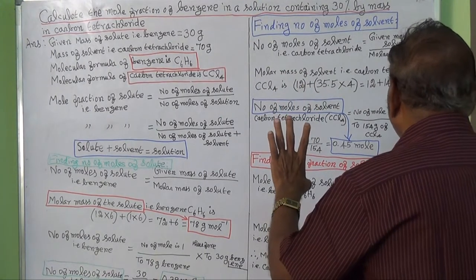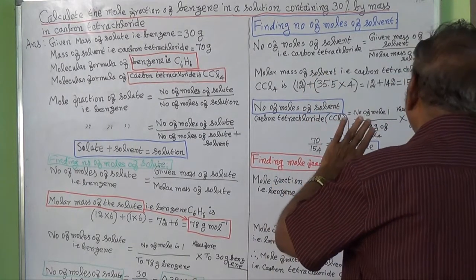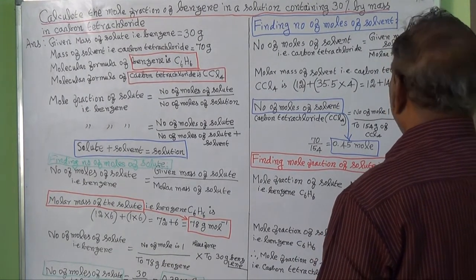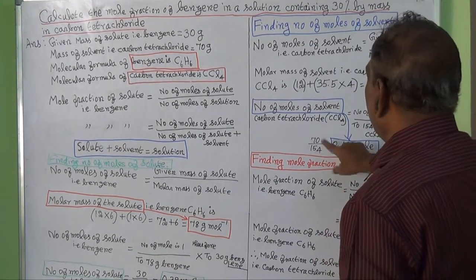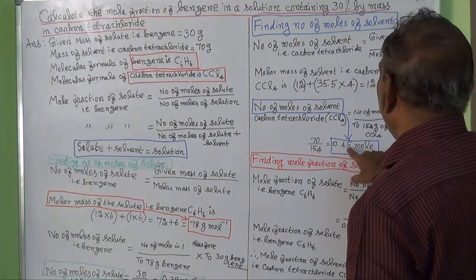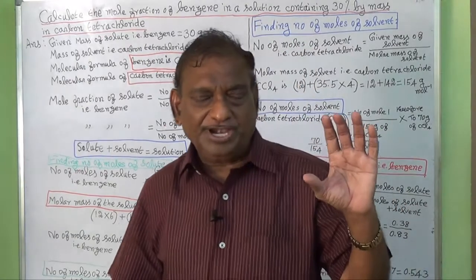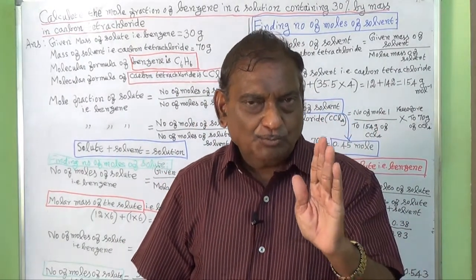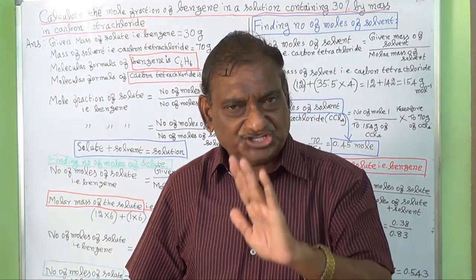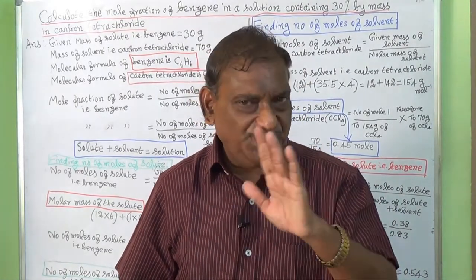Therefore in this sum the mass of the solvent is provided as 70 gram. Therefore for 70 gram of carbon tetrachloride, we will get 70 by 154. 70 by 154 equal to 0.45 mole. We have so far determined the number of moles of solute, that is benzene C6H6, and the number of moles of the solvent carbon tetrachloride CCl4.